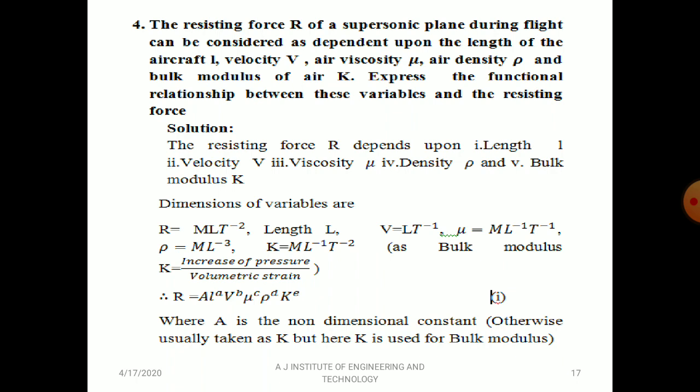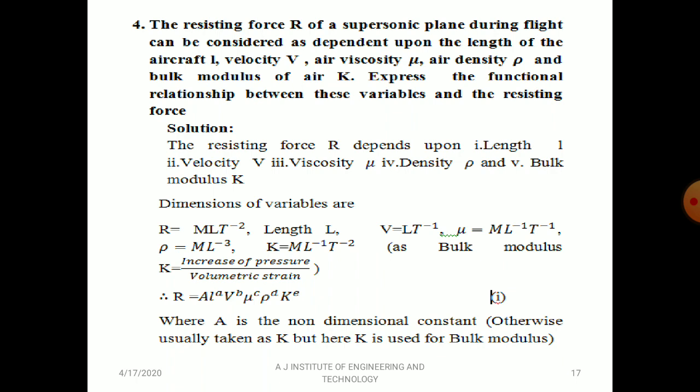Now I can write the dimensions of variable R equal to M L T to the power minus 2, by using the formula F equal to MA. Then length is L, velocity is meter per second, so L T to the power minus 1. Then mu is Newton second per meter square, so the dimension becomes M L to the power minus 1 T to the power minus 1. Then rho is M L to the power minus 3, as the unit is kg per meter cube. Then K is actually pressure, so the same as pressure dimension: M L to the power minus 1 T to the power minus 2.